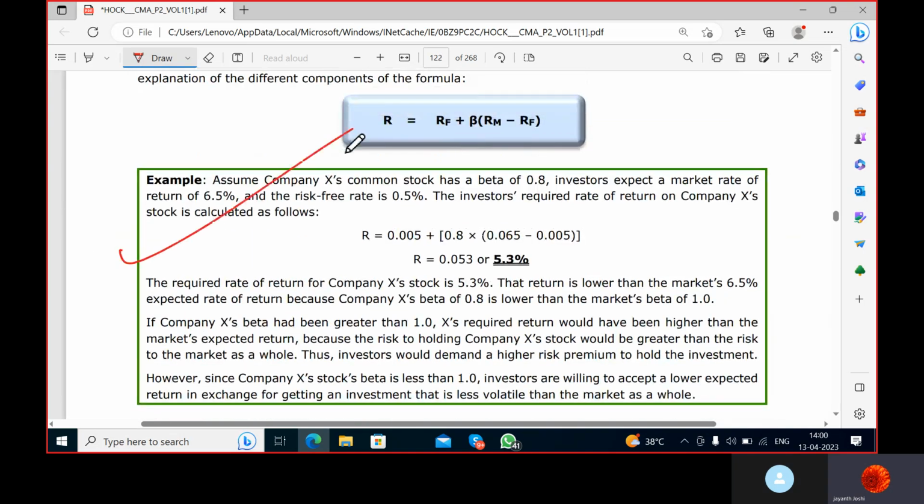You can do this question right now. Expected rate of return 6.5, and the risk-free rate is 0.05. Beta is given as 0.8.